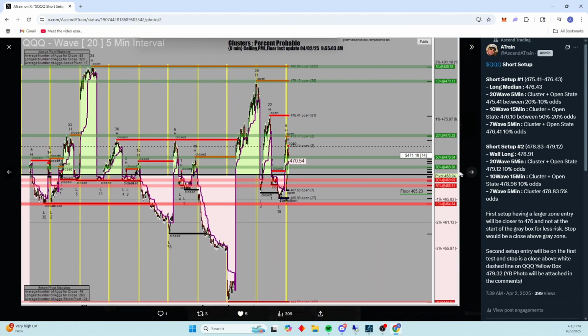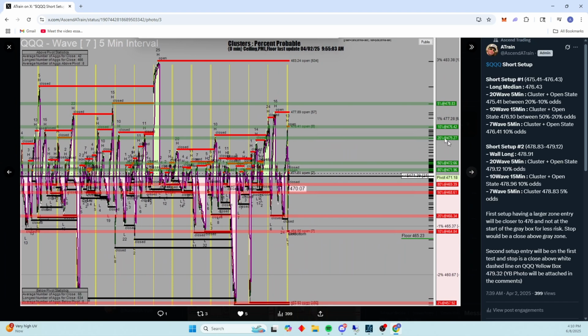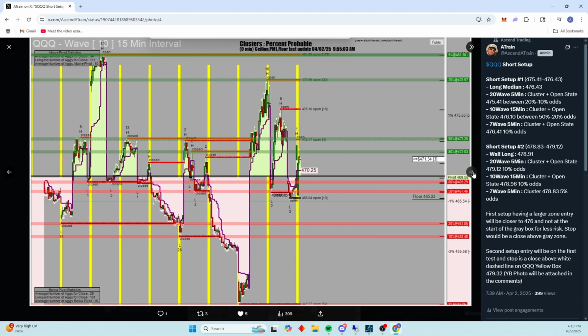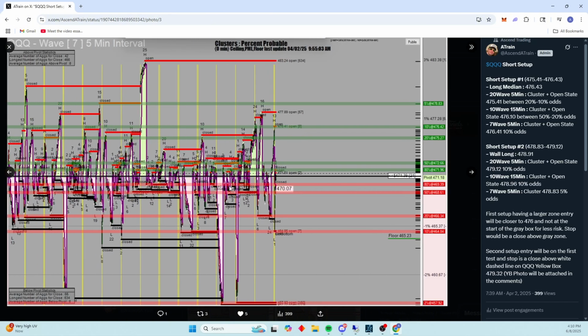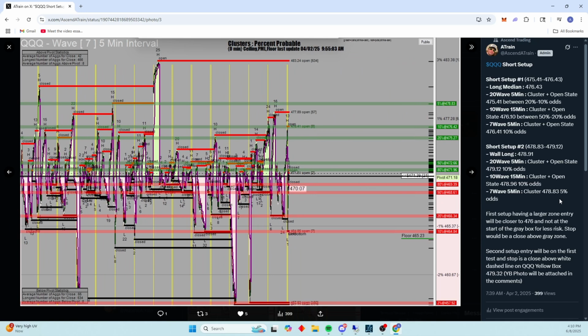Then on the 20-way 5-minute, you had cluster plus open state at 479.12, plus it was at the 10% odds, showing that we had low percent chance of continuing higher. Then on the 10-way 15-minute, you had the 478.96 open state plus the 20% odds, and then last up, 7-way 5-minute 478.83 cluster plus 5% odds, showing low percent chance of continuing higher.